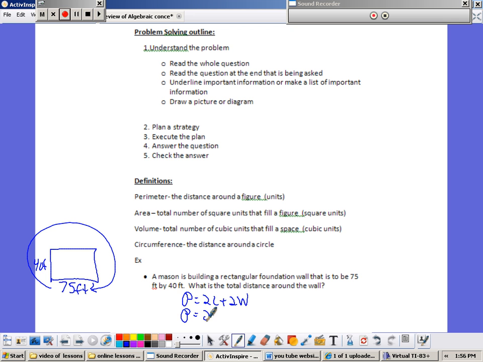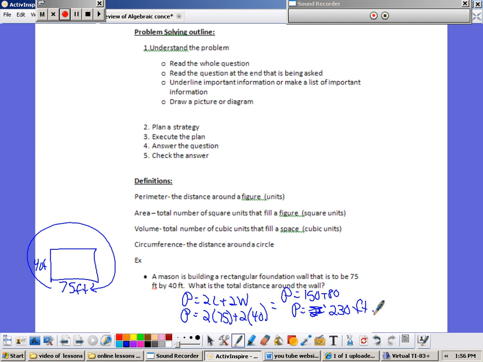So P is equal to 2 times my length, 75, plus 2 times my width, 40. So my perimeter is 150 plus 80, or my perimeter is 230 feet.